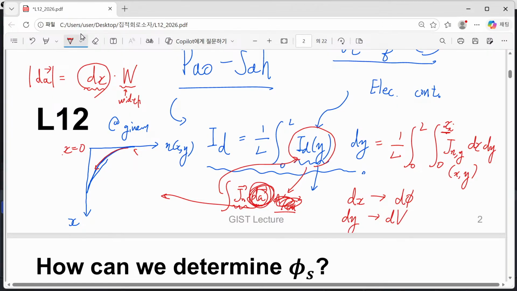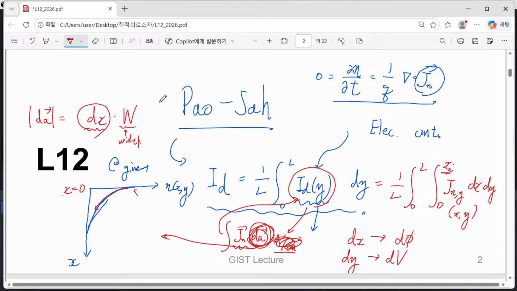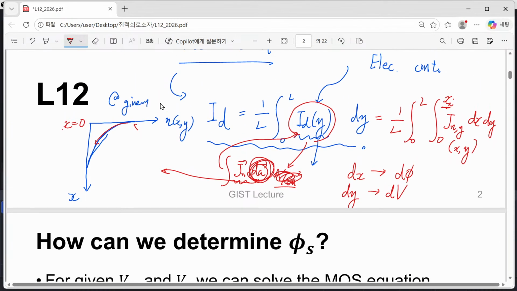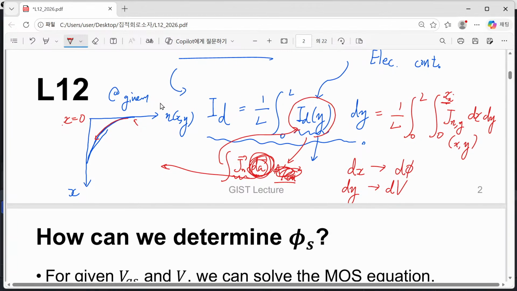So that was all for our transformation, coordinate transformation, to get the Pao-Sah equation. Finally, we have to consider the electron density at a certain position, but it was possible because now we know the exact form of our electron density. That was the Pao-Sah equation. So today we start from how you can actually apply this Pao-Sah double integral, seemingly quite complicated, to a realistic problem.